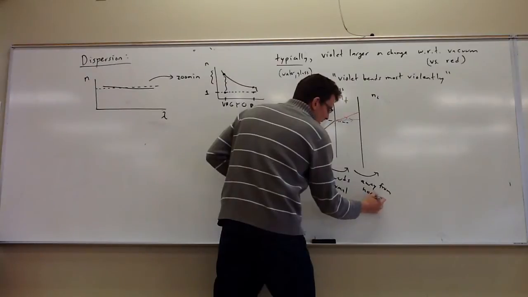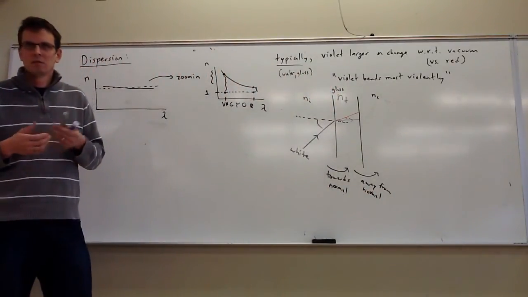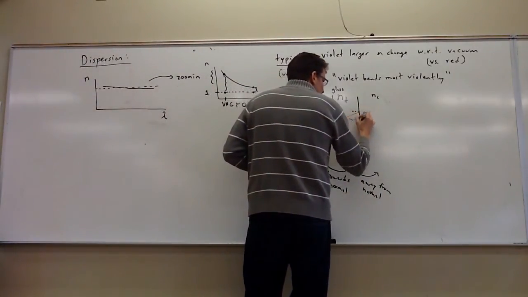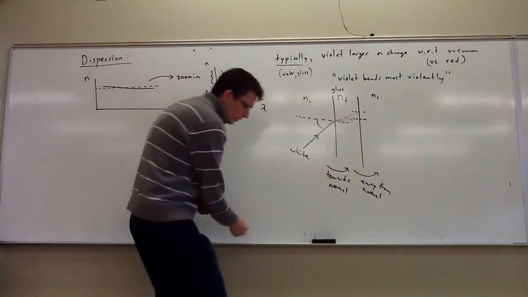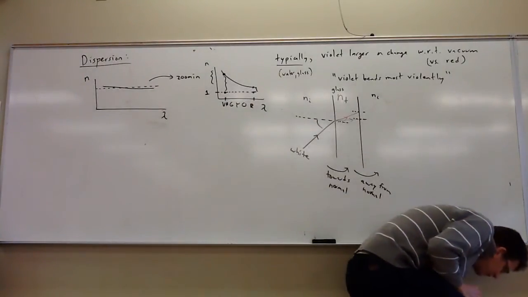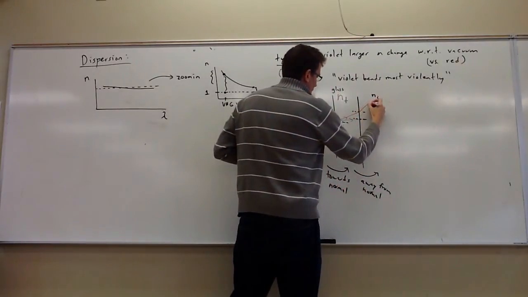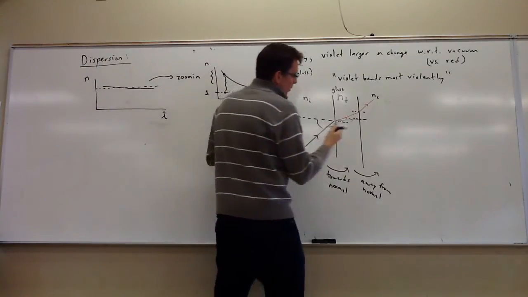But which color is going to bend the most away? Violet. So we drop in the normals here. And what we find is the red will bend a little bit away from the normal, like so. And the violet will bend much more away from the normal.